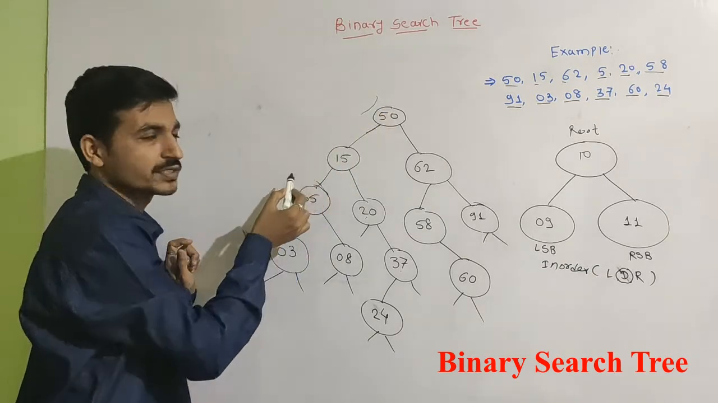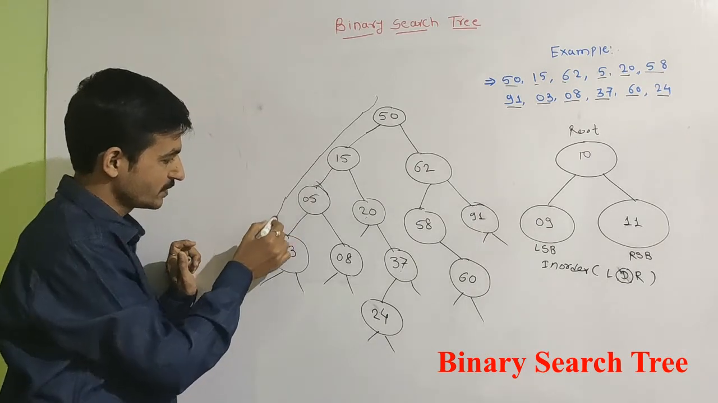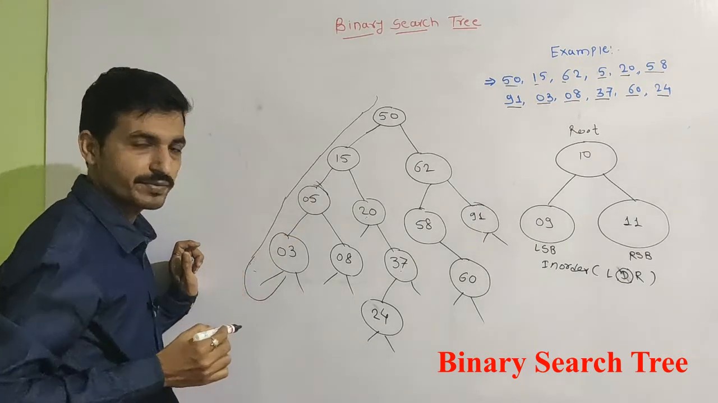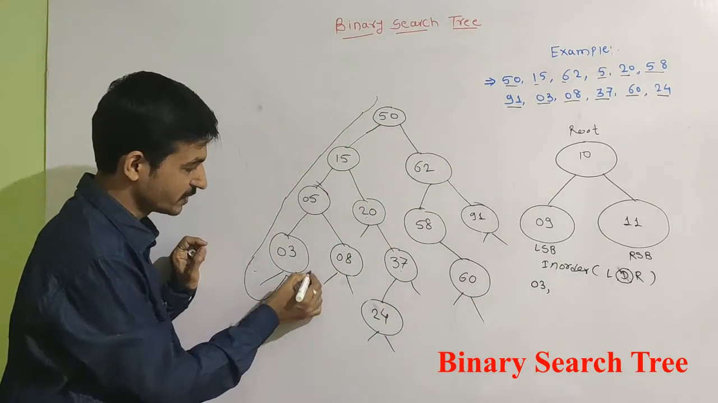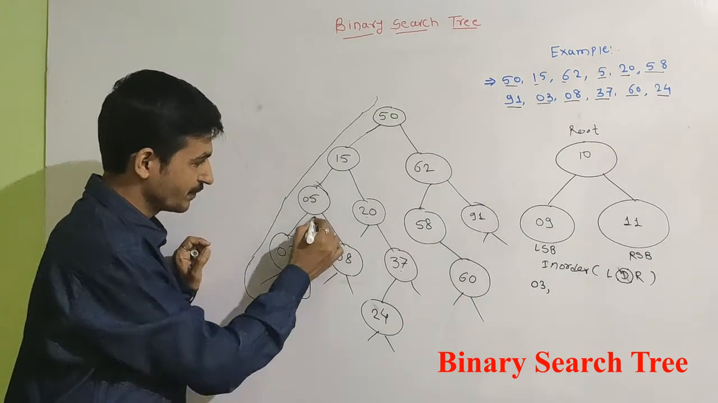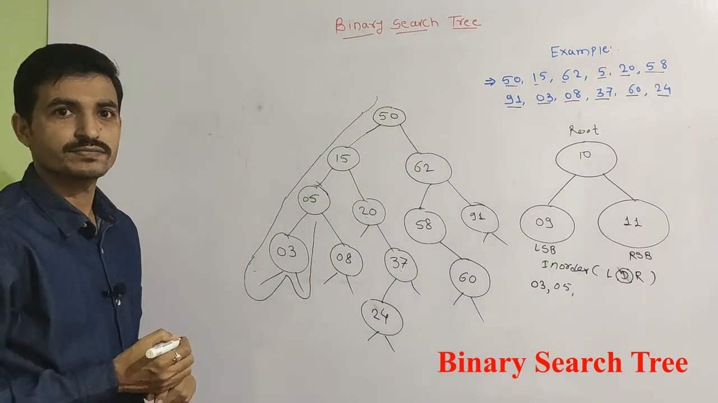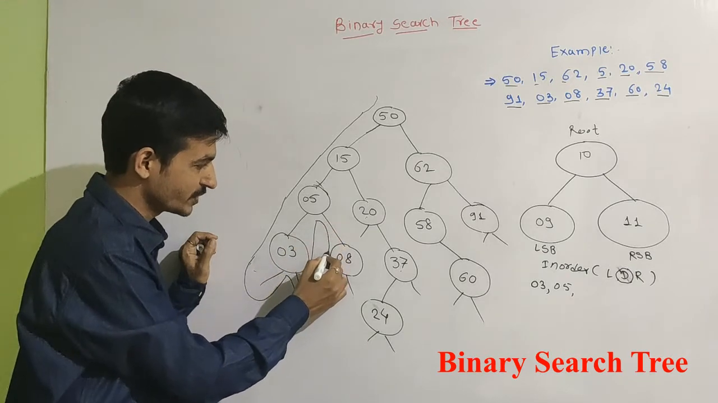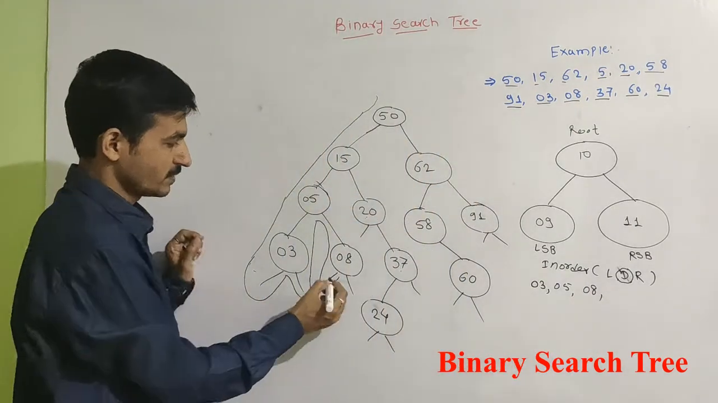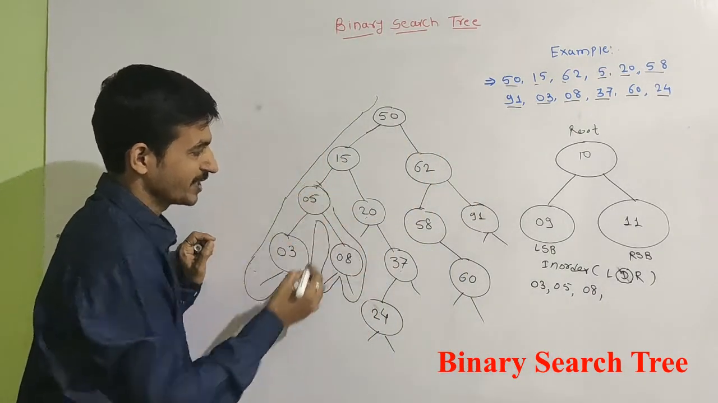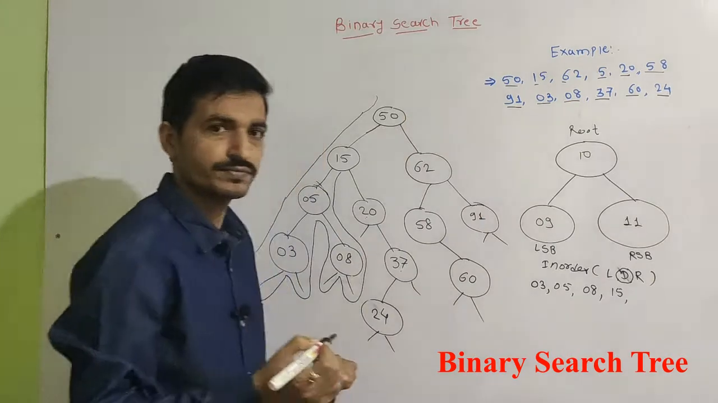So 50 is visited the first time, so we will not consider it. 15 is visited the first time, 5 is visited the first time, 3 is visited the first time, 3 is visited the second time. So it is visited the second time, so we will write it in the in-order sequence. Now 3 is visited the third time, so we are not going to consider it. 5 is visited the second time, so we will write it in the in-order sequence. Now 8 is visited the first time, 8 is the second time, so we will write 8. Then 8 is the third time, 5 is the third time, 15 is the second time. So we will write 15 in the output.